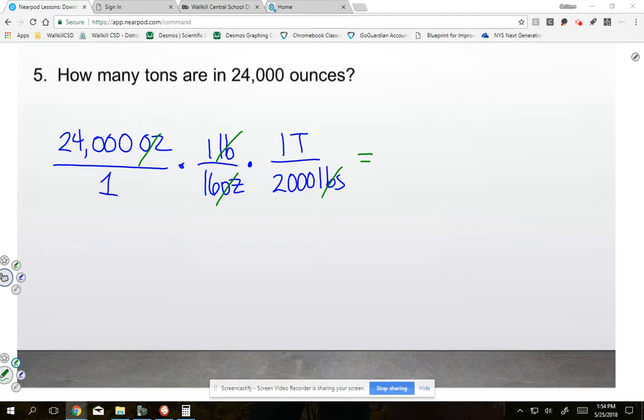Jenna? Wouldn't you bring the 24,000 to the numerator and then multiply the two denominators? Good, and then divide. Okay? So 24,000 times 1 is going to give me 24,000 over 16 times 2,000, which is what? 32,000. Divide. What's my final answer? 0.75. Good. 3/4 of a ton, or 0.75 tons. Done.